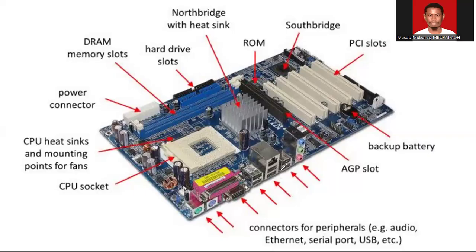So the motherboard consists of many types of what? Input ports, such as your USB port, your audio port, your serial port, your Ethernet port. It has the CPU socket, the memory slot for increasing your memory or adding more memory, the hard drive slot, which as you can see, this one is more like a SATA hard drive. So you can see we have the north bridge with heat sink. So the heat sink is for cooling it down, right? And then we'll have the south bridge, the ROM, and the backup battery, which is mostly the CMOS battery. This makes sure that your time is what? Constant and correct.